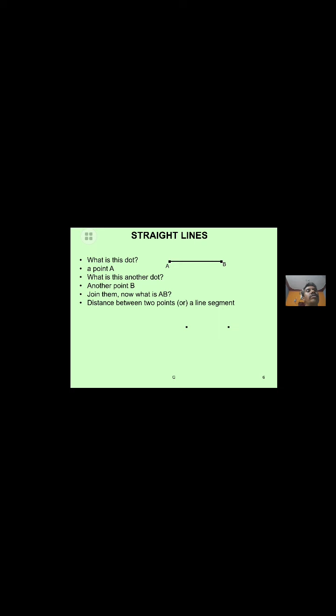After joining 2 points, we can say the distance between 2 points is a line segment. It is a line segment. Extend AB in a straight way. Now what is this? See, we extended left side and right side in a straight way. Now it is a straight line passing through AB.